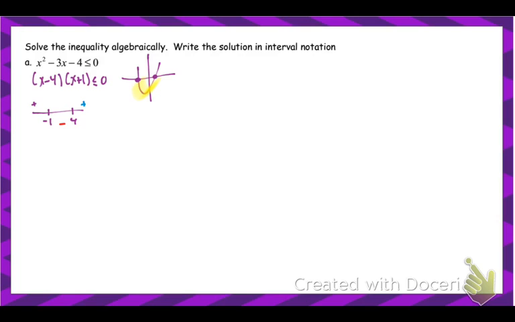Once I have this little sign chart filled out, what I'm going to do is figure out where this graph is less than or equal to 0. So when is this graph negative? Well, the interval where it's negative is from -1 to 4. And since it's "or equal to," I need to include brackets. So that tells me my solutions would be from the x value of -1 until the x value of 4.